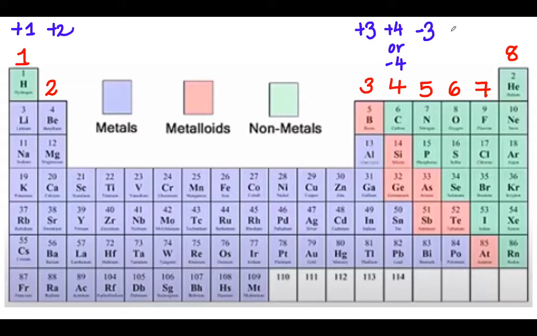And the trend keeps going. Anything in group 16 is going to gain 2 electrons. Group 17 is going to gain 1 electron. And the noble gases are all complete shells, so they're not going to need to gain or lose. So I'm just going to put a 0 over there. Helium is a bit of an exception, but we're not going to talk about that for now.